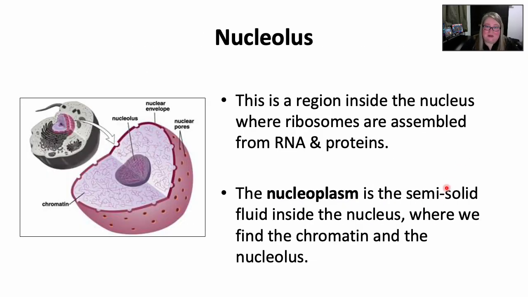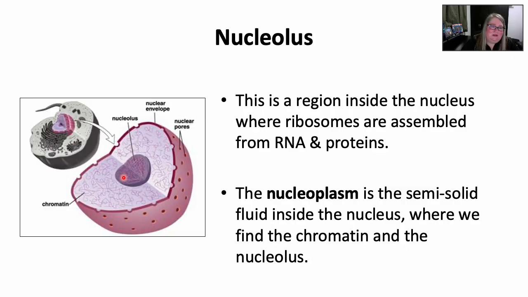Which then brings us to the last two parts that make up the nucleus. So we have the nucleus, it has the chromatin inside, but in the center of the nucleus is kind of like its own nucleus. It's called the nucleolus. This nucleolus region is actually really important. The nucleolus is where we make ribosomes.